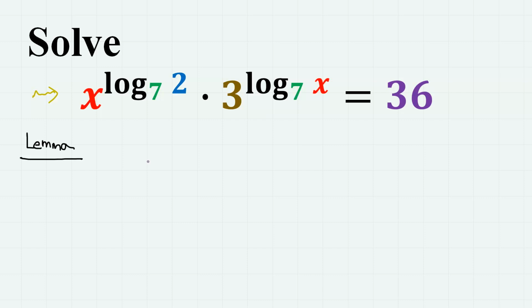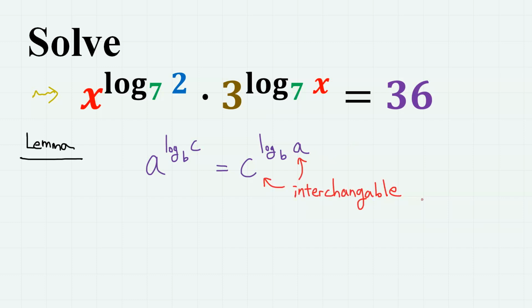Before we handle this equation, first let's take a look at one useful property of logarithms, and that is a to the power of log base b of c equals c to the power of log base b of a, meaning that these a and c are interchangeable.